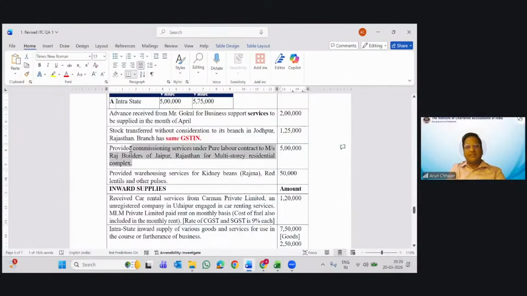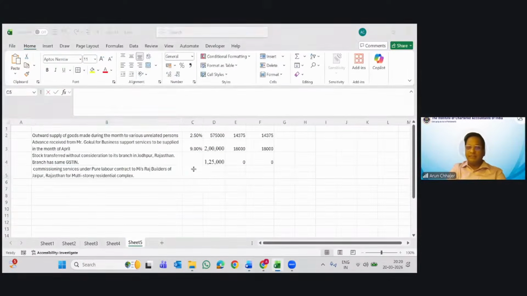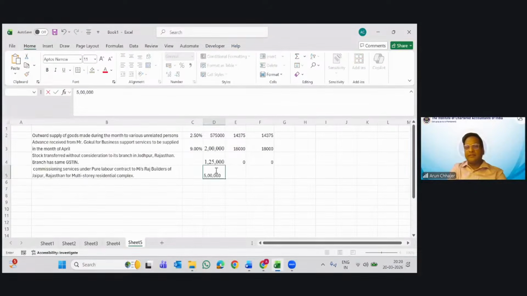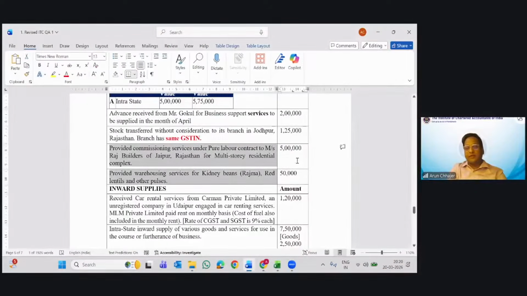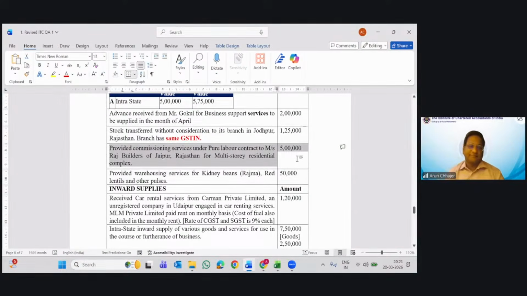Commission services for multi-story residential complex. Exempted or taxable? Tell me. Commission services under pure labor contract. Will it be exempt? Will it be taxable?